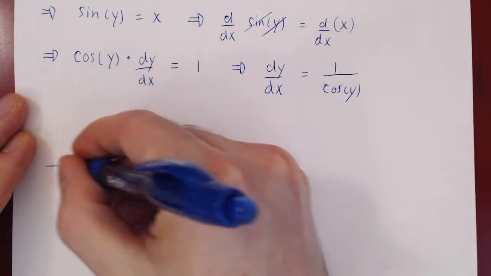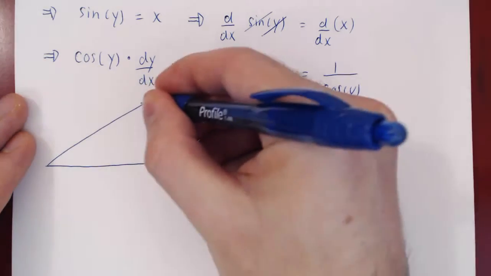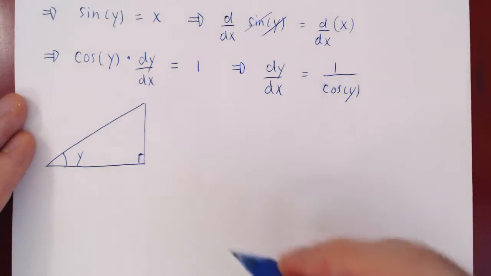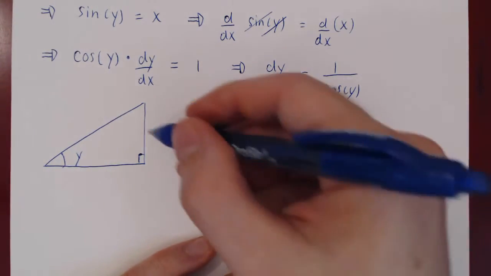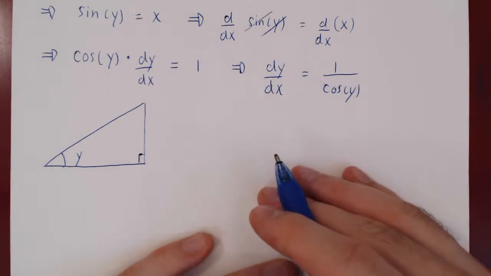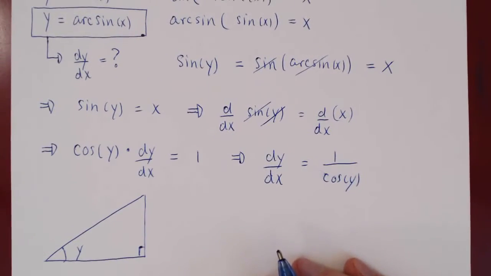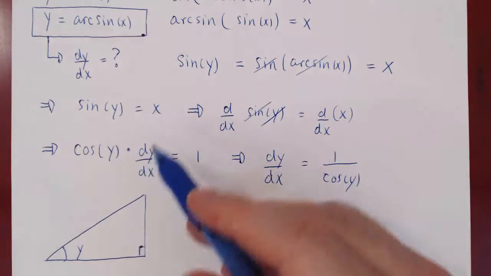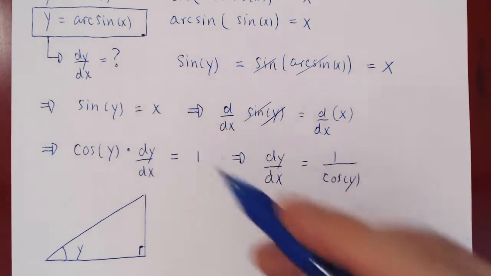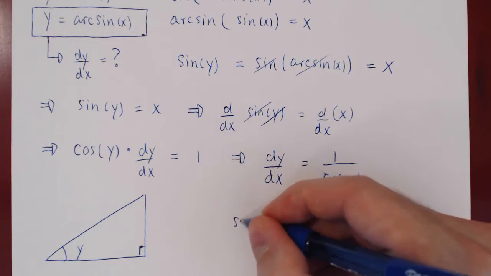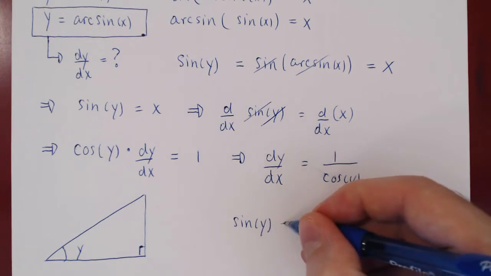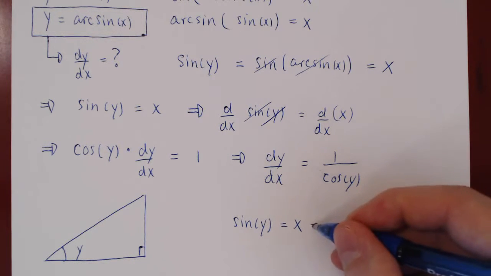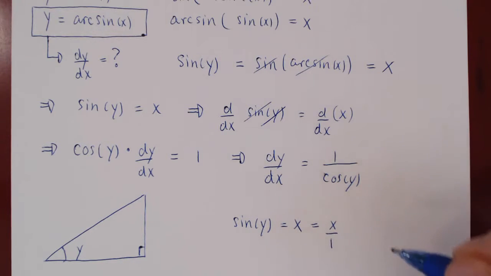So we have our right triangle, and the angle that we choose is y. Another question is, well, what are the sides of this triangle equal to? Well, if we just go back, since y is arc sine of x, taking sine on both sides gives us that sine of y is equal to x, right? So sine of y is equal to x. And here I'll be a little silly. I'll say x is equal to x over 1.